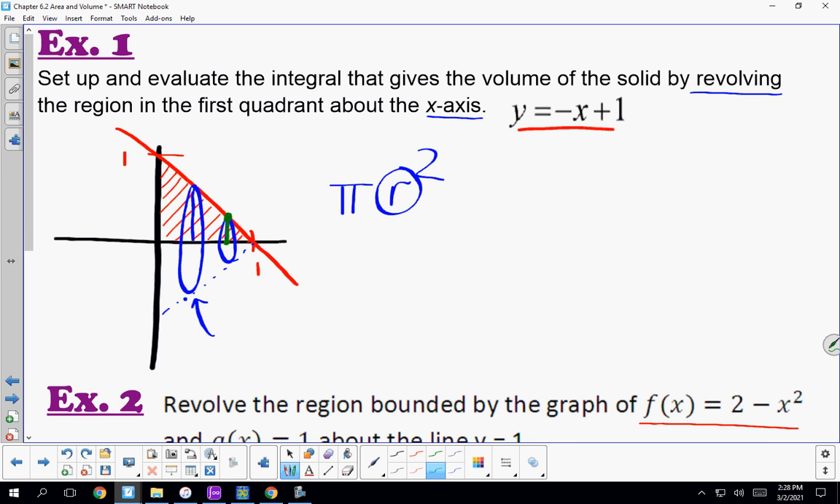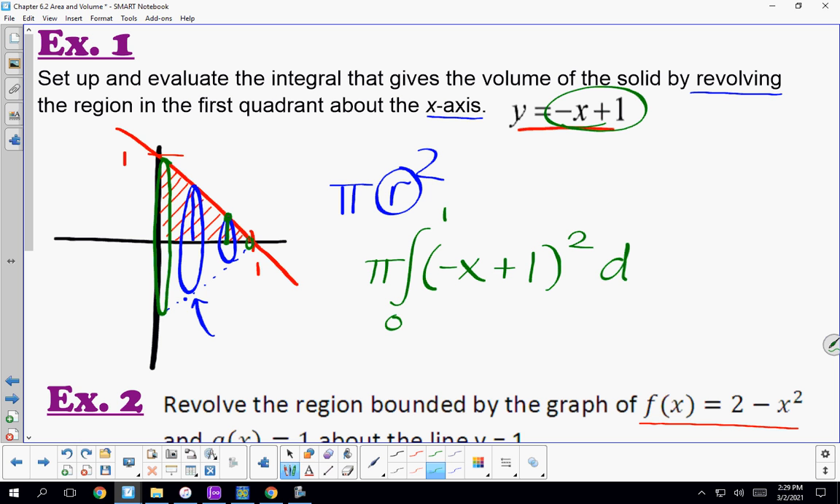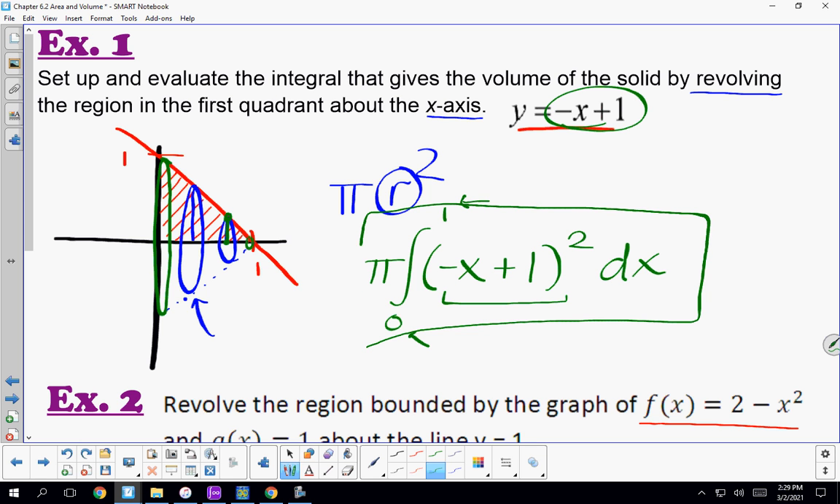And so my function is negative x plus 1. And so that's what I'm going to use as my radius. So pi times that radius squared is what I'm going to add together. And I can look to see that my very first circle starts here at 0. And I'm going to add them all the way until I get to my last one here at 1. So from 0 to 1. And again, if I have x's in the problem, then both of these need to be x values from left and right. And we're not actually going to evaluate this, but this is how we would go ahead and calculate it. And so remember, just to do this, we would have to FOIL this before we could actually integrate.